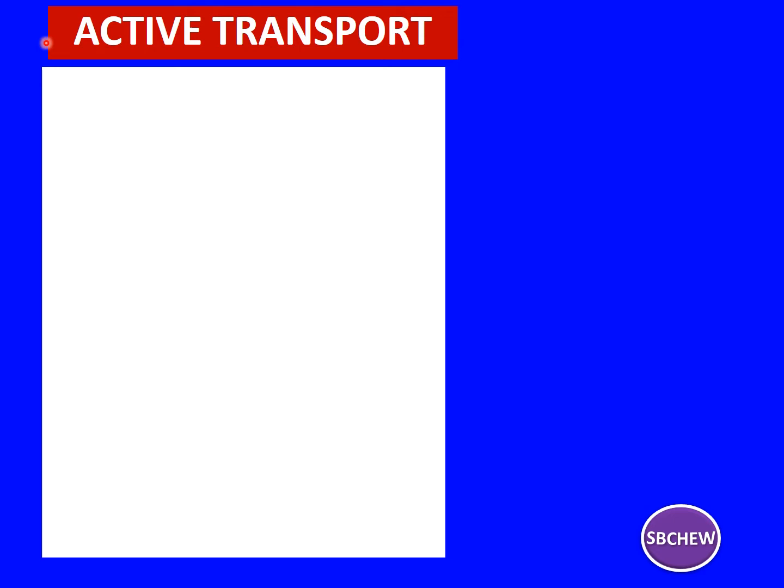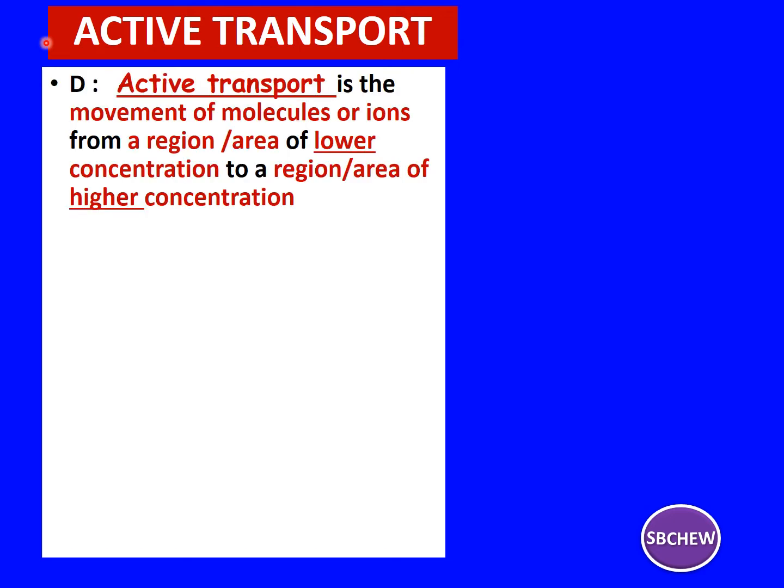So let's look at the definition of active transport, which we have to memorize. Active transport is the movement of molecules or ions from a region or area of lower concentration to a region or area of higher concentration. This is something like the analogy of a man climbing up a hill from a lower place to a higher place. This needs the use of energy.